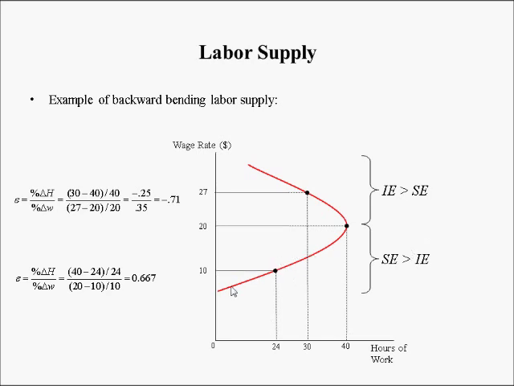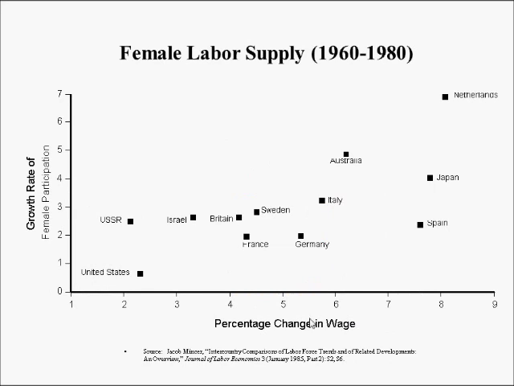So we say that labor supply is inelastic. Okay. Down here, the elasticity is positive. Up here, the elasticity is negative. The elasticity up here is negative because the income effect dominates the substitution effect. The elasticity down here is positive because the substitution effect dominates the income effect.